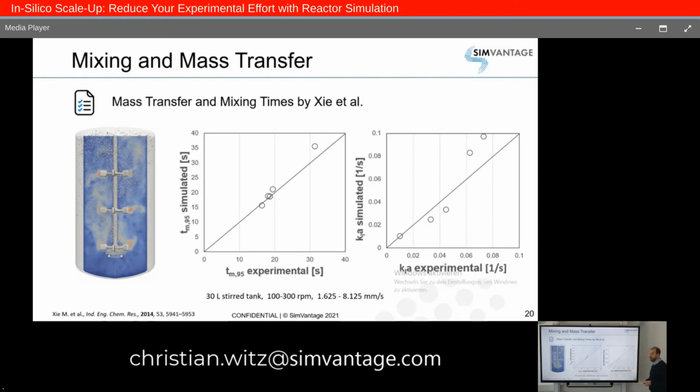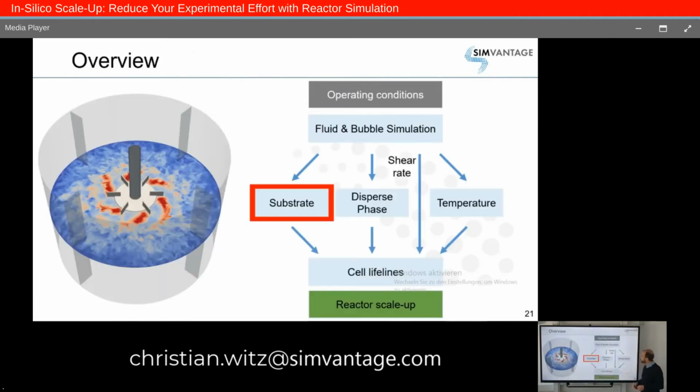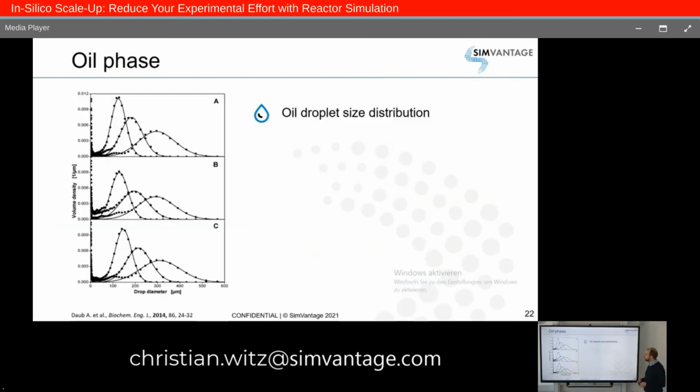But you can do the same for the kLa, so how much oxygen is transferred from the bubbles to the liquid. And you see that here the experimental values and the simulated values have a slightly larger deviation, but this is still a very good result if you think about how hard it is to measure the kLa experimentally correct. So the deviation in the experiments by itself is oftentimes higher than the deviation to our simulated values, so this is a good agreement.